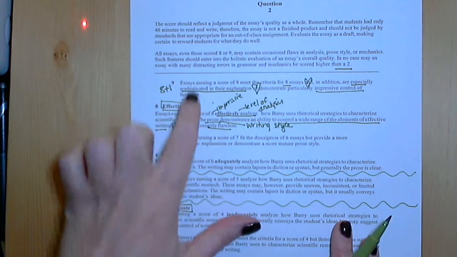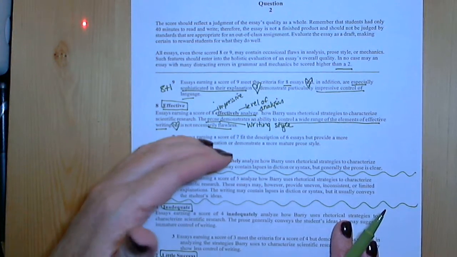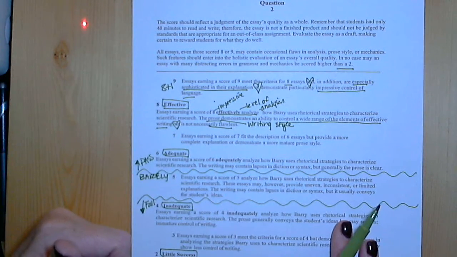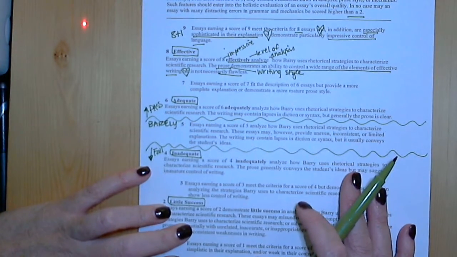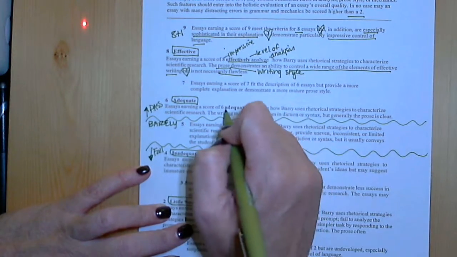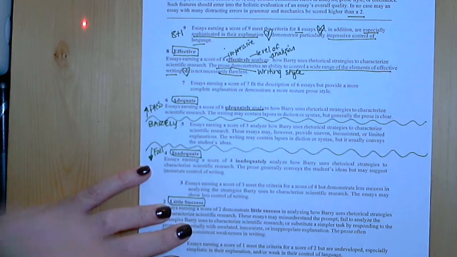So notice that it's not that hard to get there if you're at an 8. I can probably get you to a 7, possibly an 8, depending on where you start. I can't get you to the 9. That's from whoever you believe in. Okay? All right, so let's go from effective to adequate. So let's look at 6. Essays earning a score of 6 adequately analyze how Barry uses rhetorical strategies to characterize scientific research.